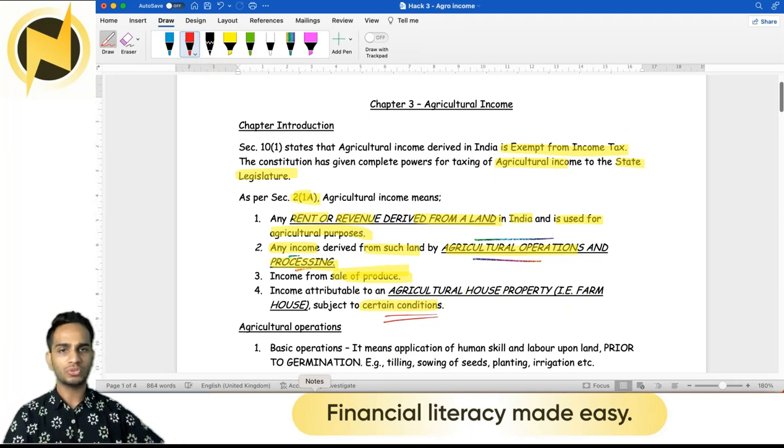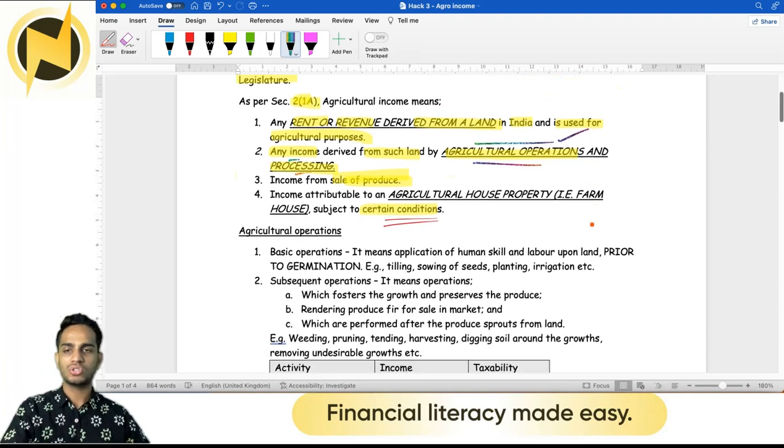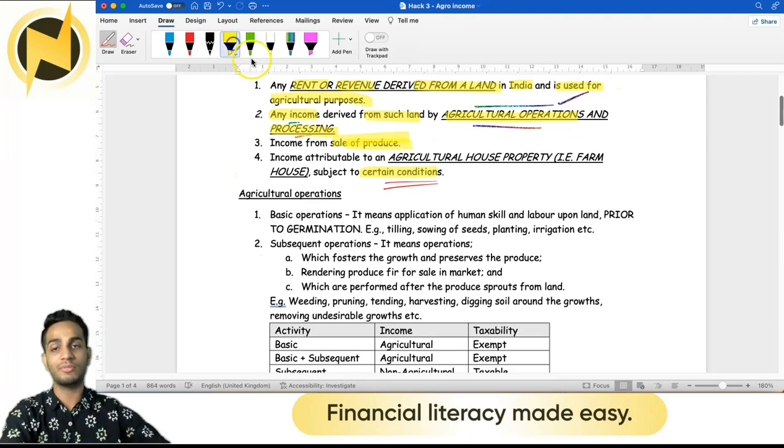Alright? So first let's check this particular unique item. What does the Income Tax Act mean by agricultural operations? Let's check here. The whole term agricultural operations is divided into two: basic and subsequent operations.